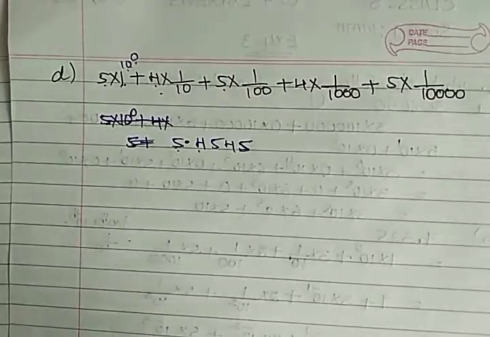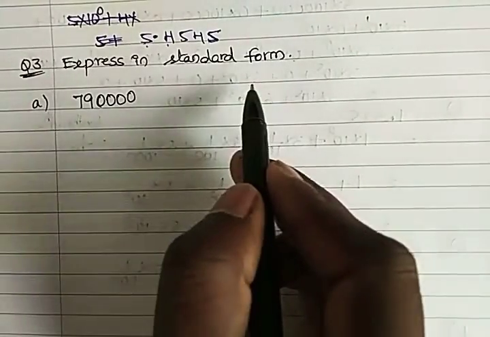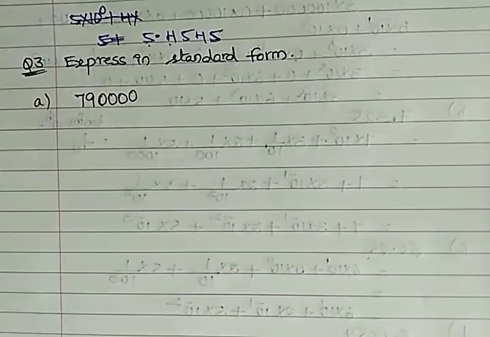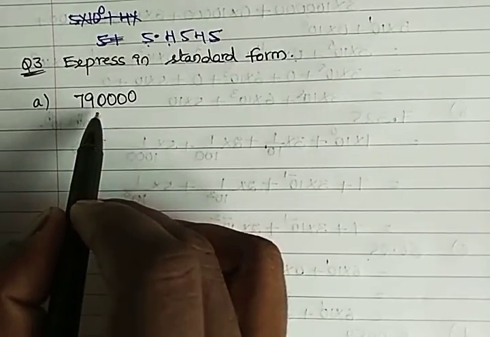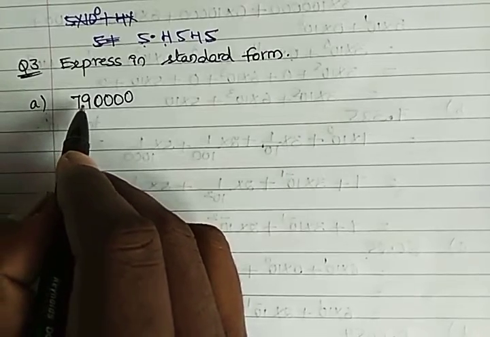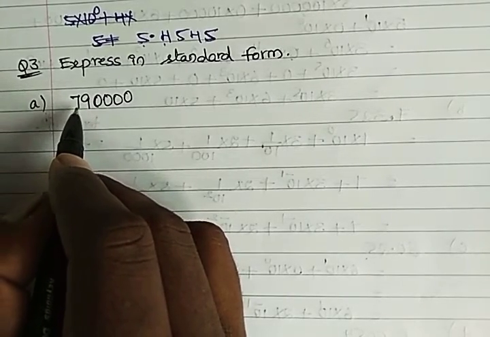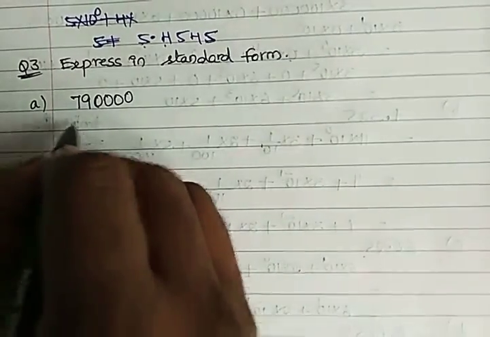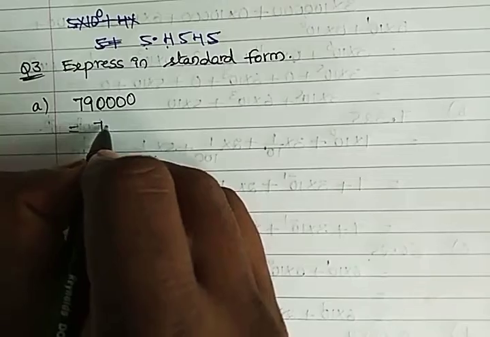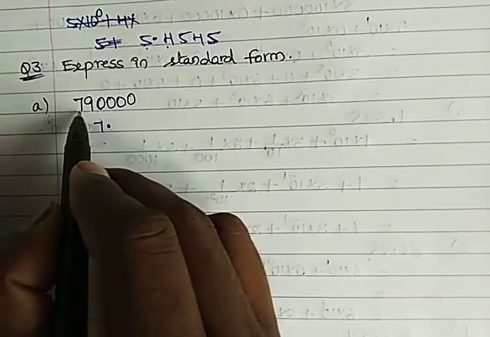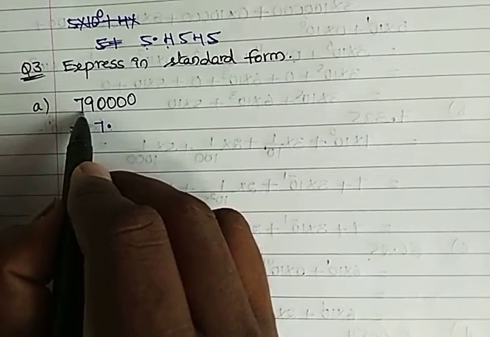Now coming to question number 3, express in standard form. What is meant by standard form? I explained it in the previous videos. Standard form means writing the number in such a way that to the left side of the decimal point there should be only one digit, and towards the right side there should be an exponential form. So I am writing the decimal point here after 1, 7. There should be a number 1.